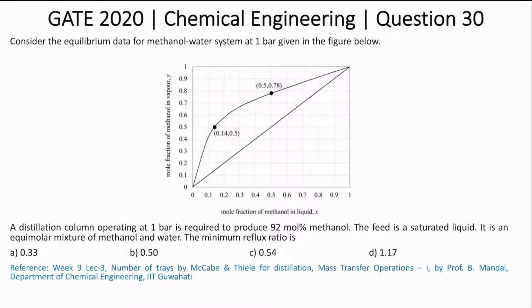So this is a question from distillation part of mass transfer operations, and the reference lecture from NPTEL can be obtained in lecture 3, week 9, number of trays by McCabe and Thiele for distillation, mass transfer operations 1 by Professor B. Mandal, Department of Chemical Engineering, IIT Guwahati.